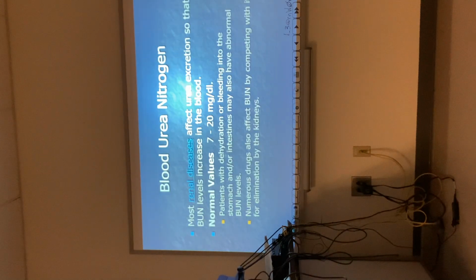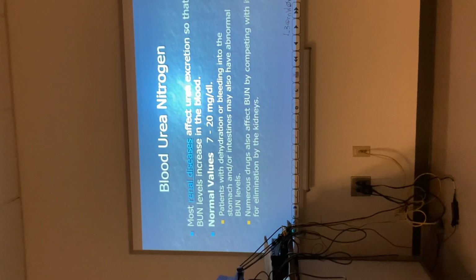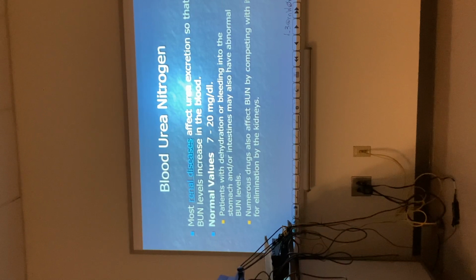For the BUN, the BUN in combination with the creatinine levels is what helps to formulate that GFR number. BUN, blood urea nitrogen, normal values for that are going to be between 7 to 20. That is the normal range that we're looking for.